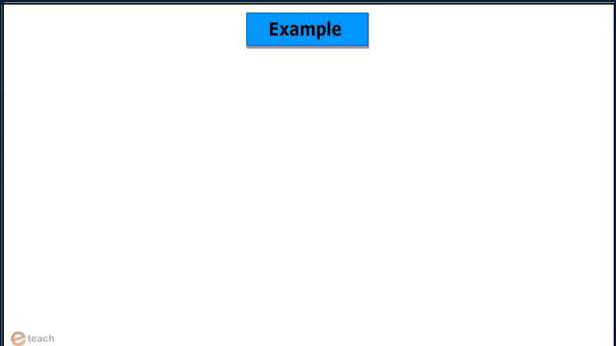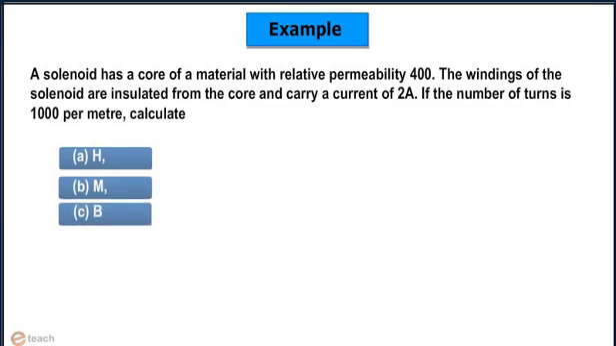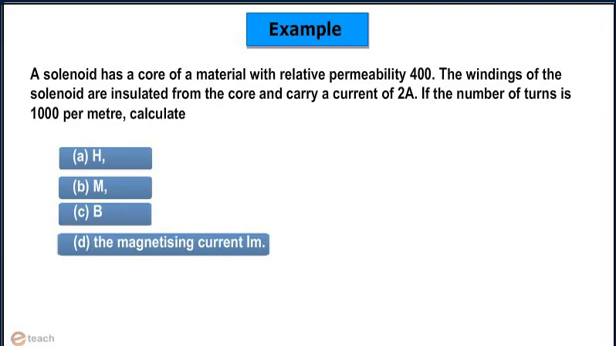Example: a solenoid has a core of a material with relative permeability 400. The windings of the solenoid are insulated from the core and carry a current of 2 amperes. If the number of turns is 1000 per meter, then calculate A, H, B, M, C, B, and D. The magnetizing current Im.